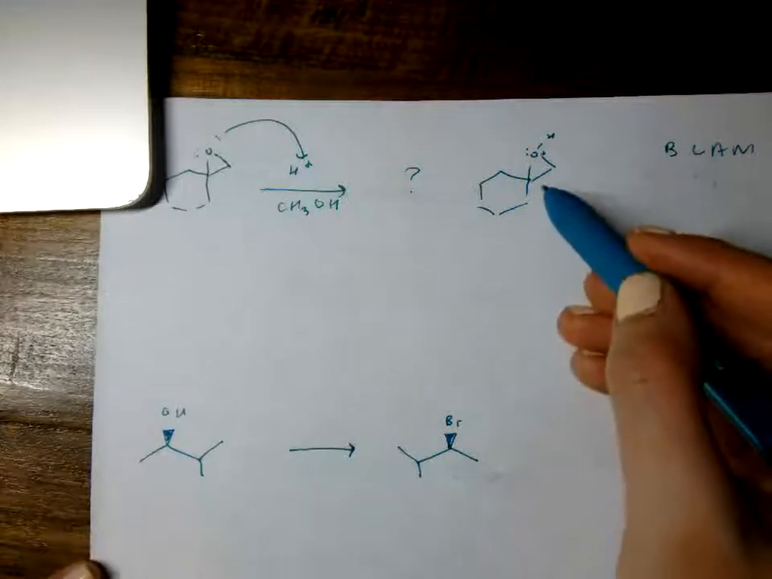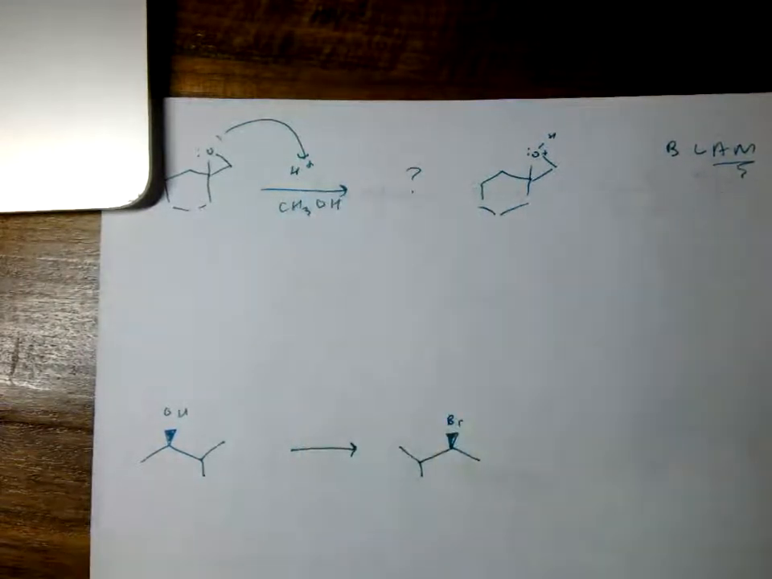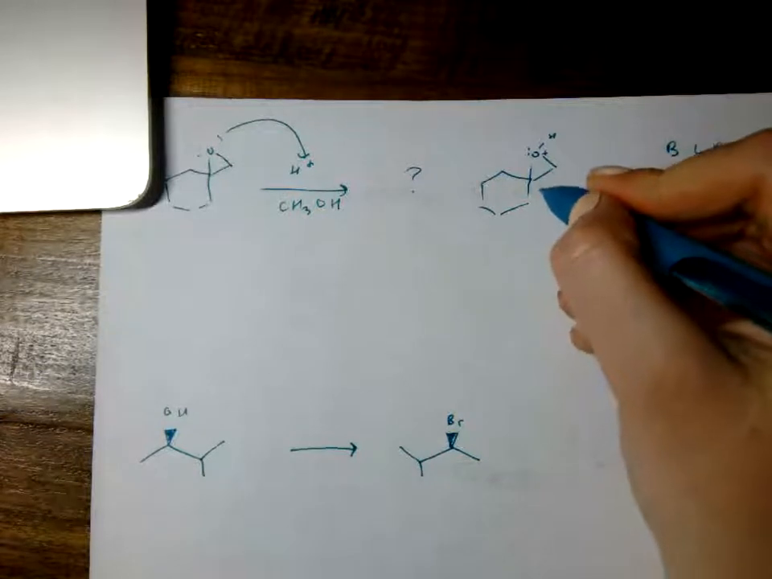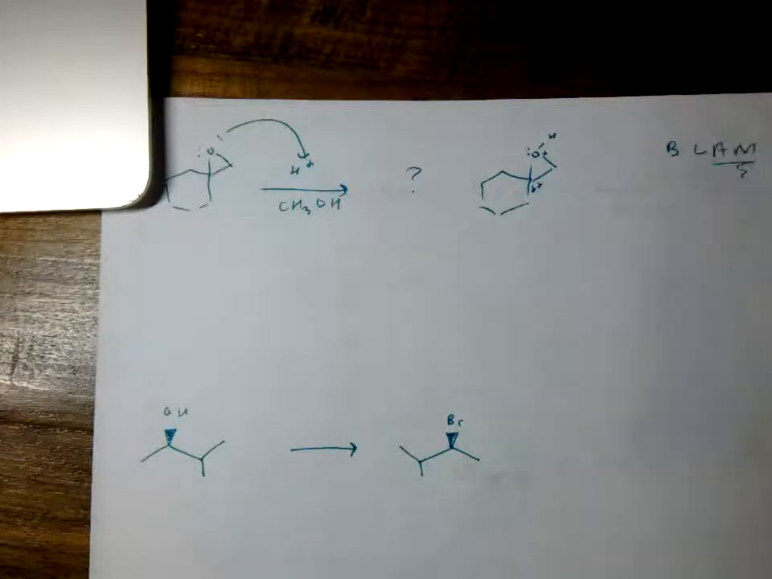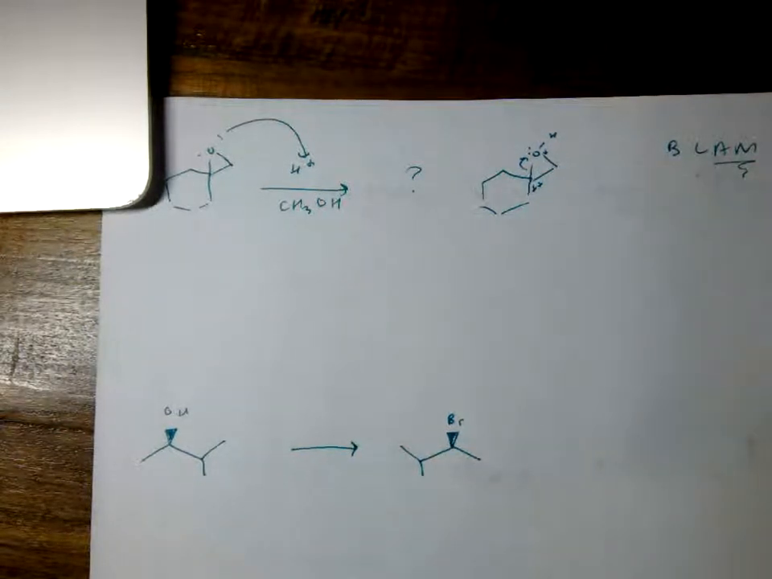I talked about acid catalyzed, which is what this is. The H plus indicates that it's acid catalyzed. A partial positive happens on the more substituted side right here. It's almost like an SN1 reaction where this bond starts to break and there's a partial positive here. The electrons are being pulled towards that oxygen.